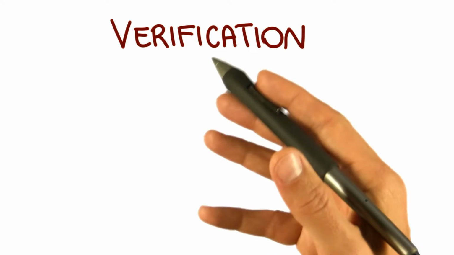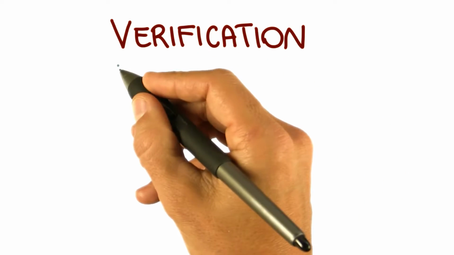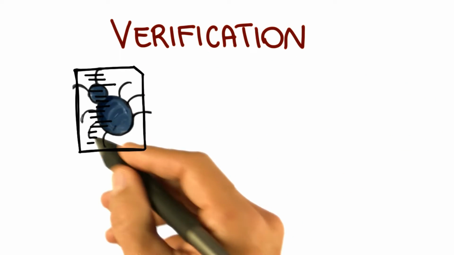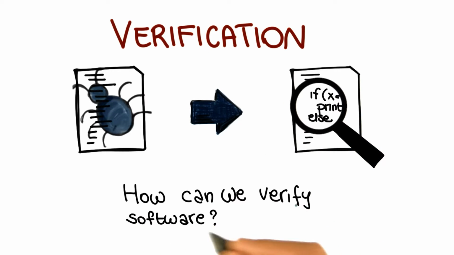Now that we got out of the way this initial set of basic definitions, let's go back to our main concept, which is software verification. We said that software is buggy. And because software is buggy, we need to verify the software as much as we can. But how can we verify software?